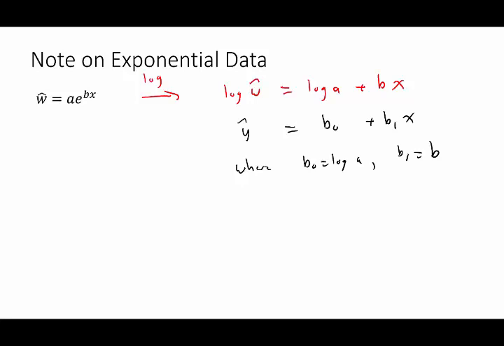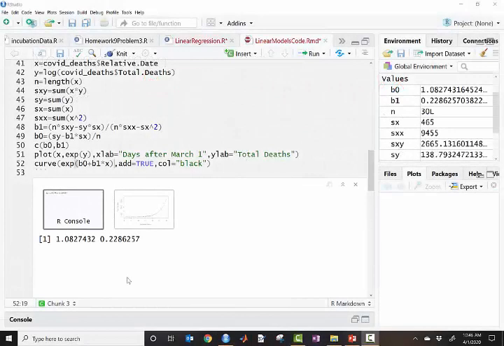So if I can fit a least squares line to the log data here, I can relate it back to my original data by just taking exponentials of both sides of the equation. After discussing that connection between exponential and linear growth, we can go back into R and actually compute coefficients for our COVID deaths model.